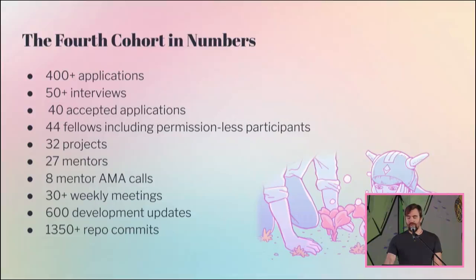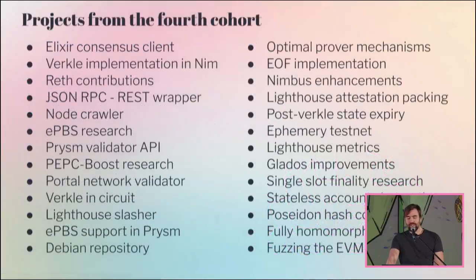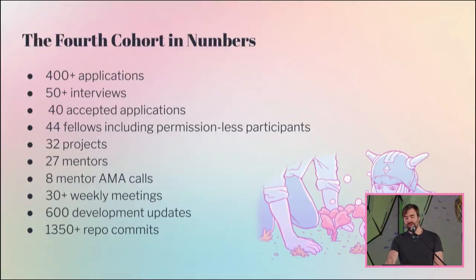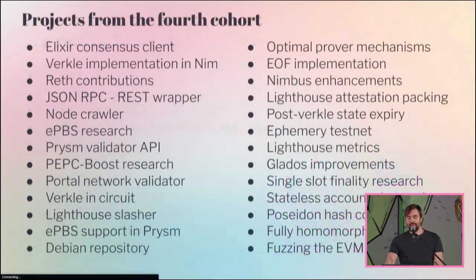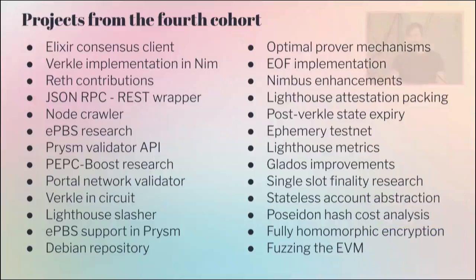So over the fourth cohort, we had 32 different projects. We had 8 mentor AMA calls, 600 development updates, and over 1,300 repo commits in the GitHub repo. Here is a quick list of some of the projects that the fellows in the fourth cohort worked on. I am not going to go through each of these because they're all quite in-depth in their own account, but you can see these projects in the repo.